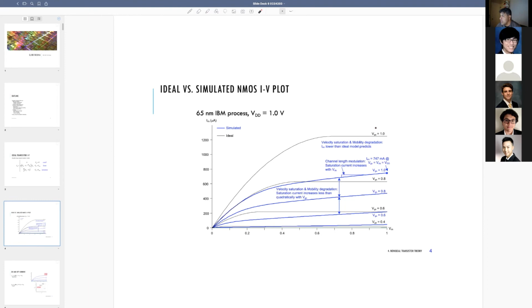The second thing is our level 1 model said that the saturation part of the curve should be flat, and you can pretend the device is a current source. But in reality, there's a rising slope with the drain source voltage, even in the saturation area. So those are the major non-idealities we see when the transistor is on, compared to a level 1 model.